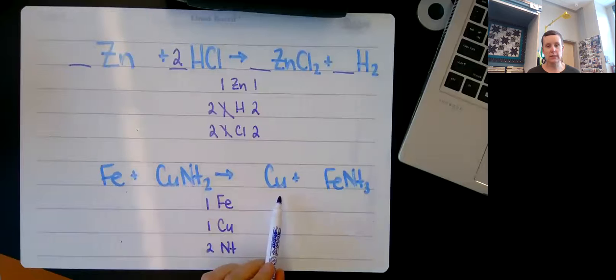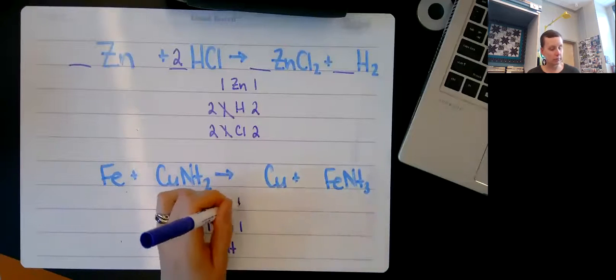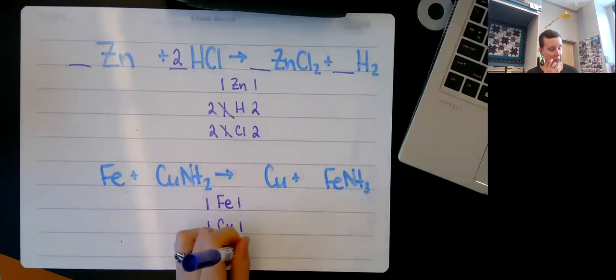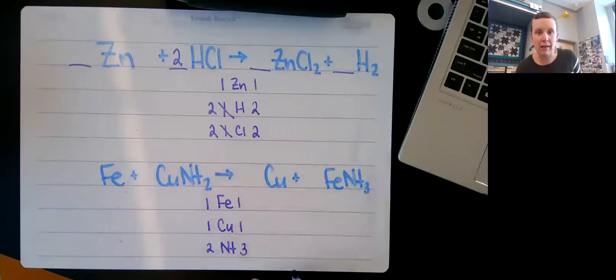All right. This side, I have 1 copper. I have 1 iron, but I have 3 nitrates. Well, shoot, it's not balanced because these two don't match. We have to have the same number of each thing before and after the arrow.